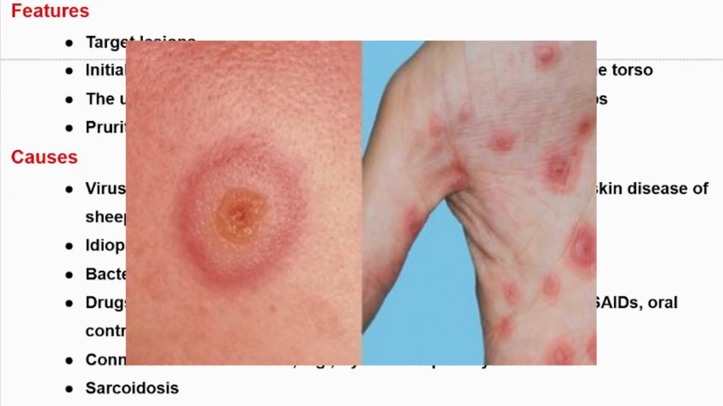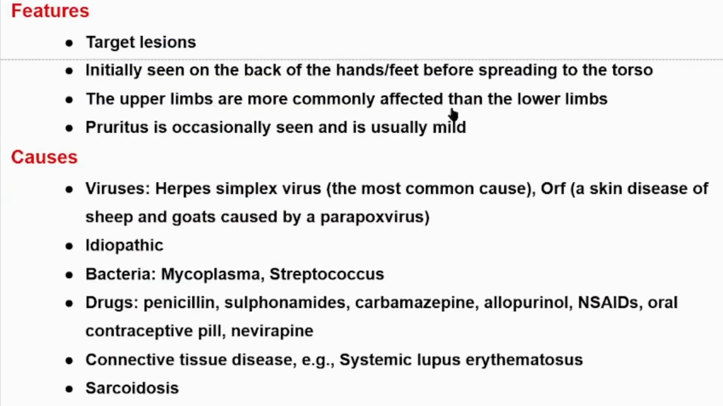Target lesions initially seen on the back of the hands and feet before spreading to the torso. The upper limbs are more commonly affected than the lower limbs. Pruritus is occasionally seen and is usually mild.